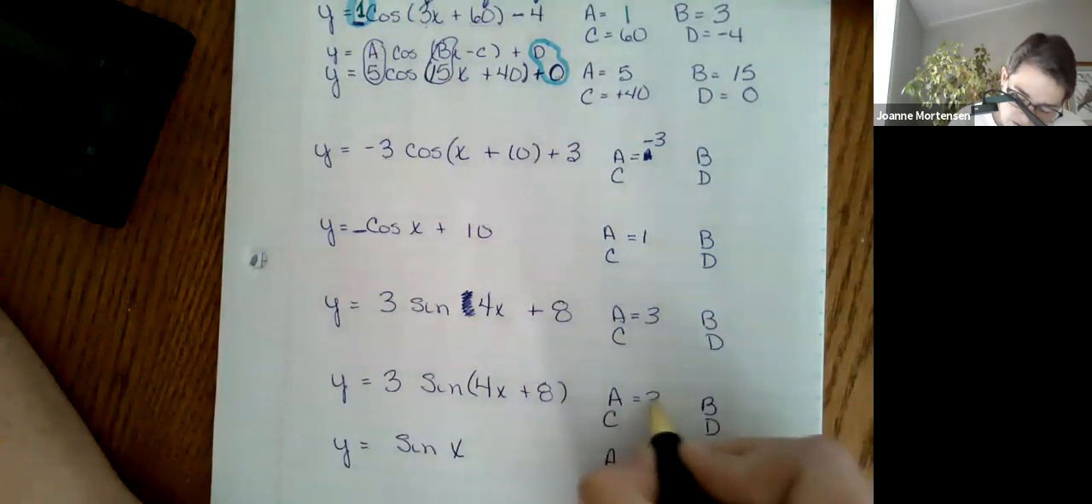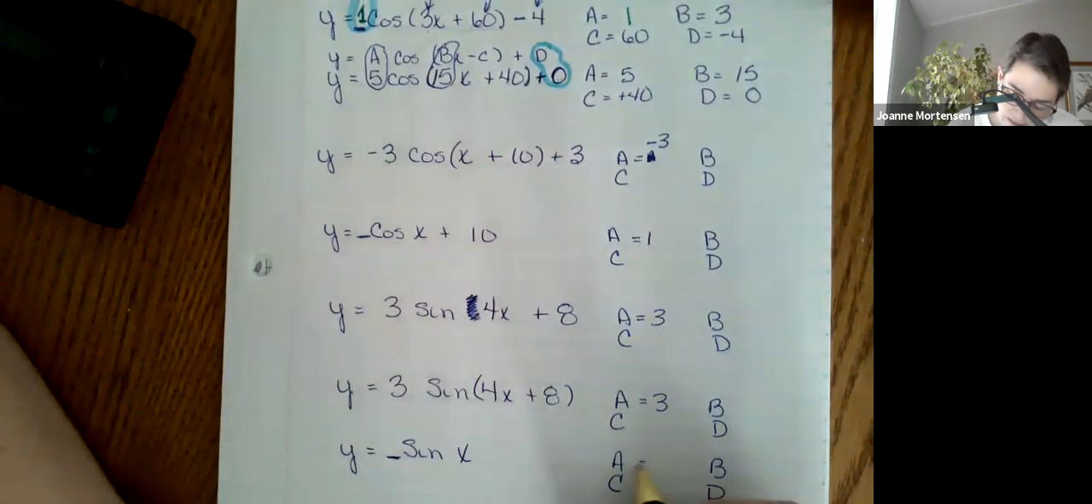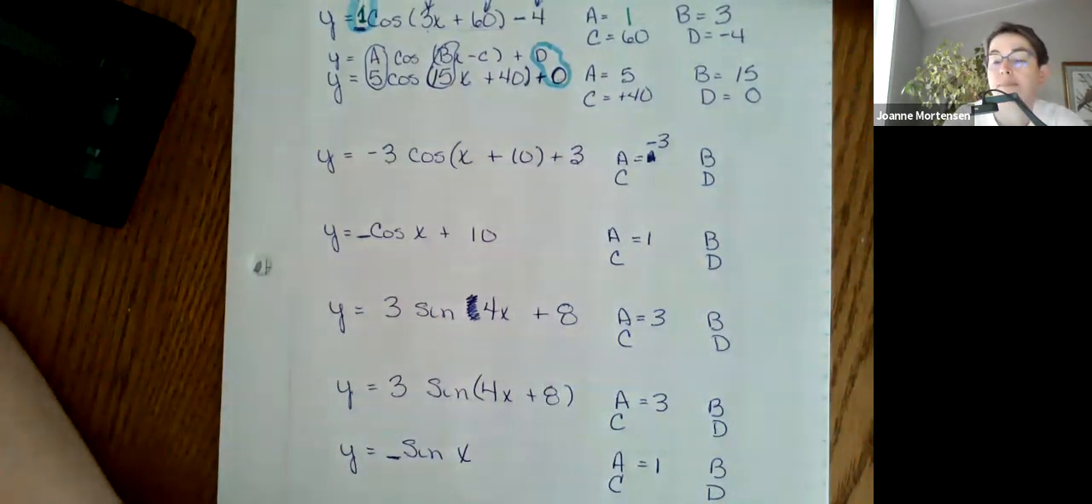Okay, well, that's easy because there's a 3. Okay, not creative. There's another 3. In here, you're missing it. So when A is missing, use a 1. Because 1 times sine x is just sine x.